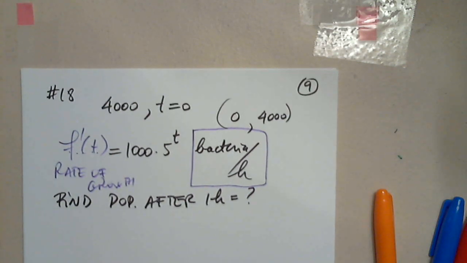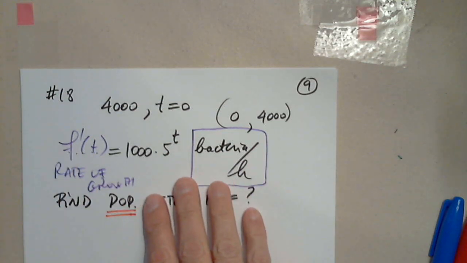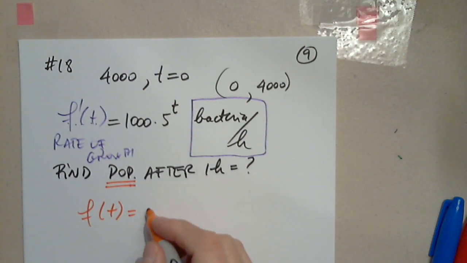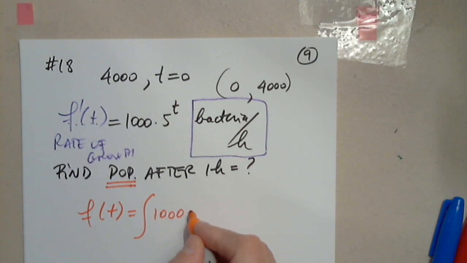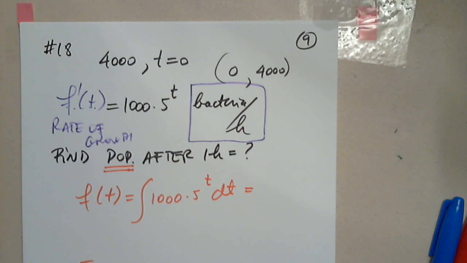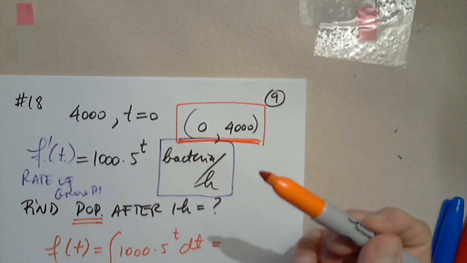Well, okay. So now I'm asked to find the population, which is the number of bacteria, not bacteria per hour. But I'm asked to find the population and then evaluate it. But what am I asked to find? F of t. Thank you very much. F of t will be the integral of 1,000 times 5 to t dt. I will find the most general antiderivative, and at the end, in order to find the constant, what should I do? In order to find the constant, what will I do?